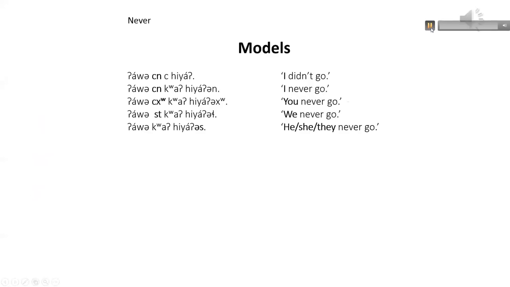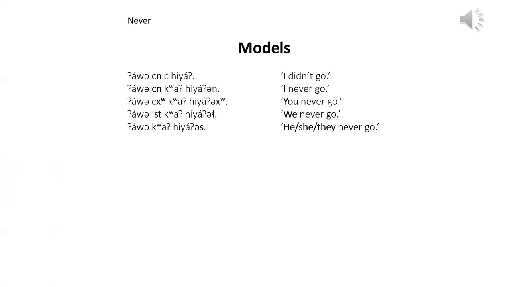And for never. I didn't go. Out since here. I never go. Out since quite here. You never go. Out quite here. We never go. Out quite here. He, she, they never go. Out quite here.